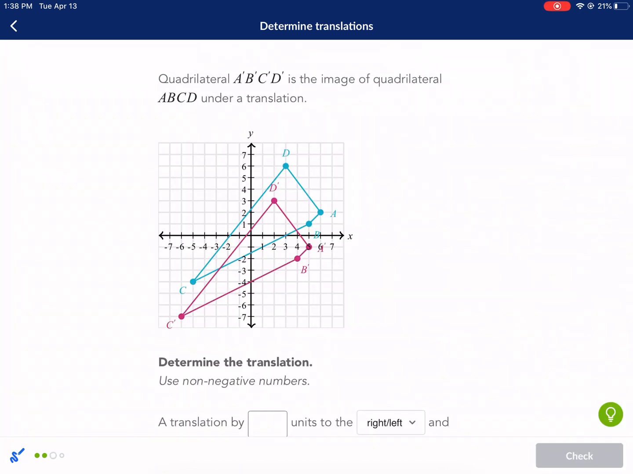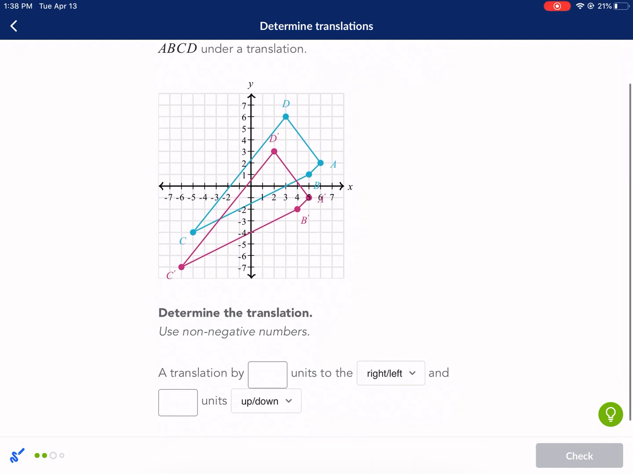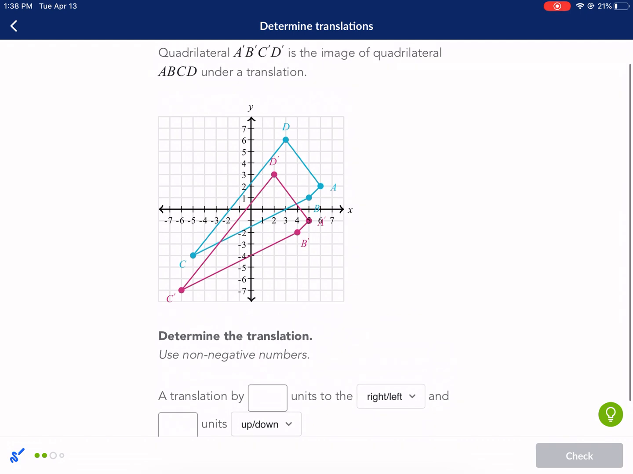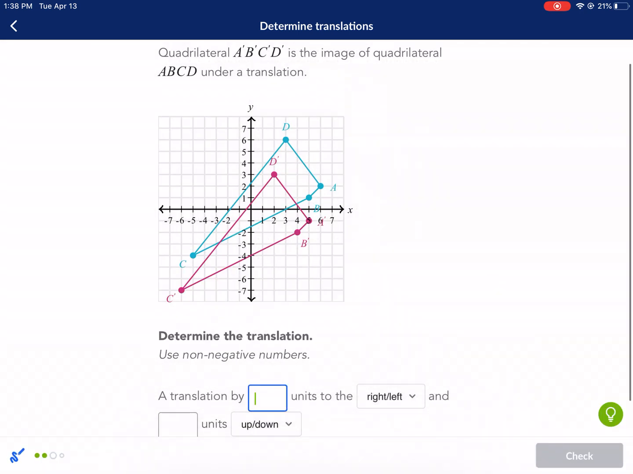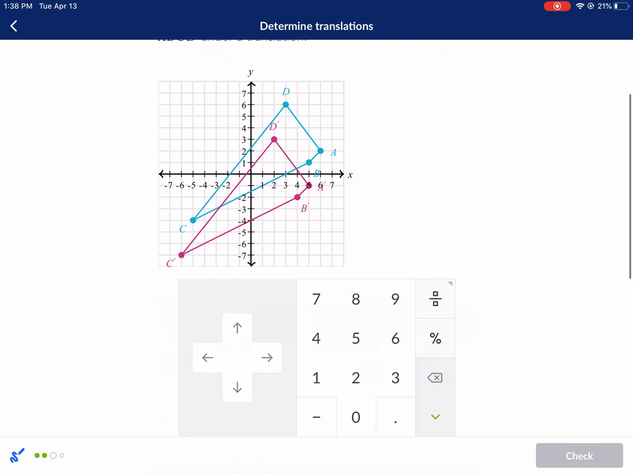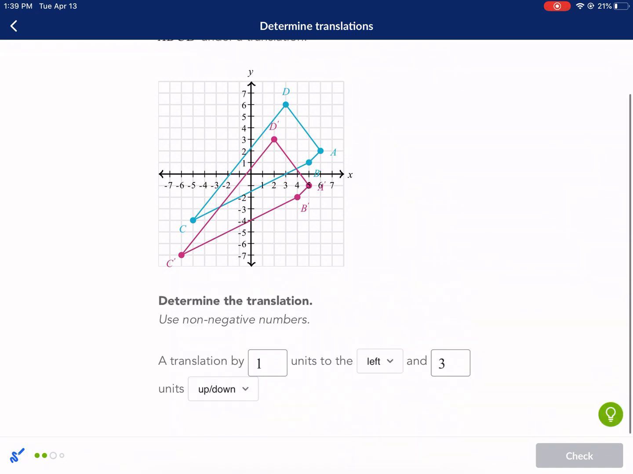Quadrilateral ABCD prime is the image of quadrilateral ABCD under translation. We're going blue to pink. So I'm just going to look at the D. From D to D prime, we're just going down 3 units and we're going left 1 unit. So we're going 1 unit to the left. Again, that's negative if you're putting it into translation. And we're going 3 units down. That's negative Y direction. And we're going to check that.